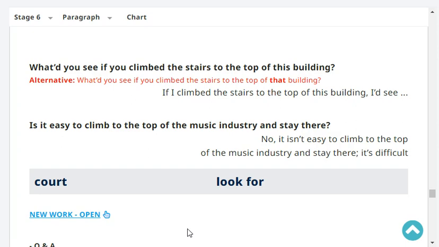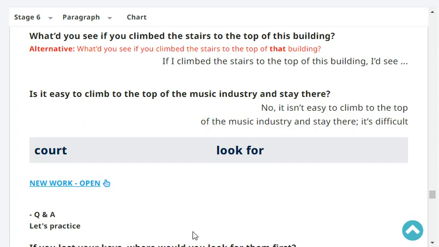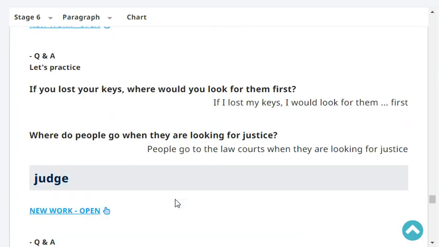Is it easy to climb to the top of the music industry and stay there? No, it isn't easy to climb to the top of the music industry and stay there. It's difficult.